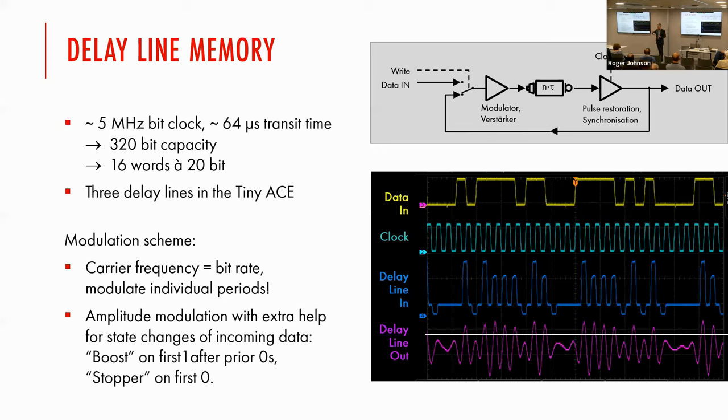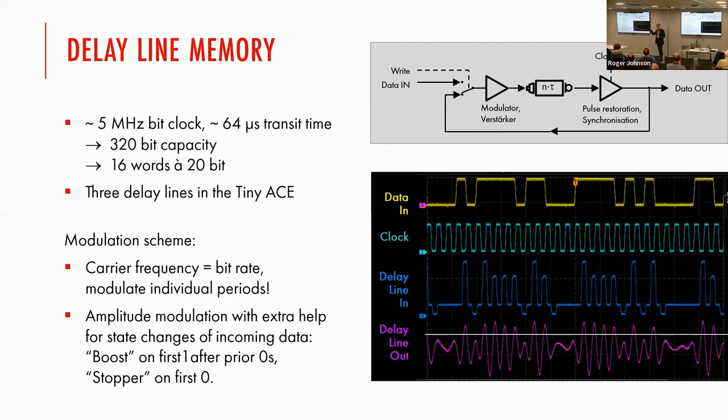Essentially, I need a 5 megahertz carrier wave, which I need to modulate at every single period. The one bit is an amplitude, a longer amplitude for one cycle, and a zero bit is be quiet for one cycle. The glass doesn't really like that. If you set it off oscillating, it wants to keep oscillating. So the first zero after a series of ones, you need to stop it actively.